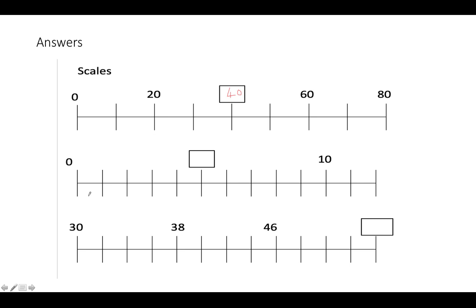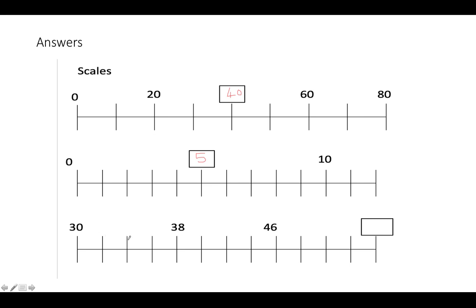Let's have a look at the next one. 10, 20, 30. No, we're only going to get to 10 here. Try it in ones. 1, 2, 3, 4, 5, 6, 7, 8, 9. It is definitely in ones. So what's the number? 1, 2, 3, 4, 5.